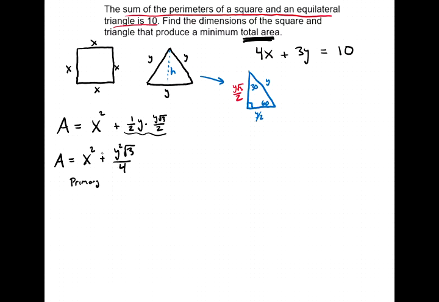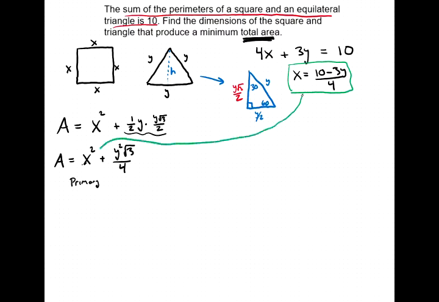So what we're going to do is come back up here to this equation, this relationship between x and y. If we want to get rid of the x in our primary equation, let's solve this perimeter formula for x. So if we solve for x, we get x is equal to 10 minus 3y, and then we have to divide that by 4. So we're going to take this expression that tells us what x is equal to and plug it in for x.